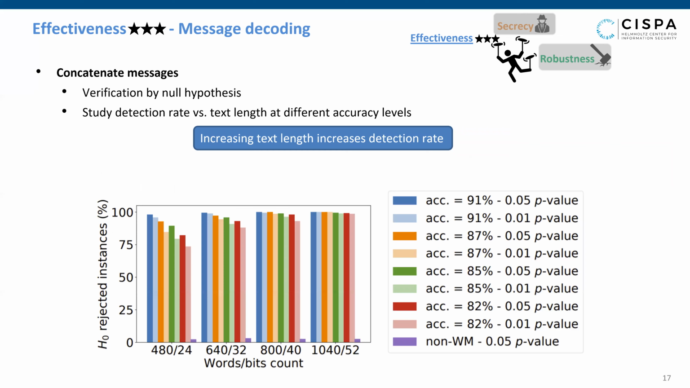As previously mentioned, the verification is done on an article-level input by null hypothesis testing. The watermark is detected or verified if the p-value is less than a threshold. We evaluate the watermarking detection rate and its relationship with text length. We perform this analysis for different operating points of accuracy and at two significance levels. Increasing the text length increases the watermark detection rate even when using lower accuracy operating points. We also validate that real text or non-watermark text has random chance matching, which results in a high p-value and low false positive rates. Please refer to the paper for other decoding strategies.